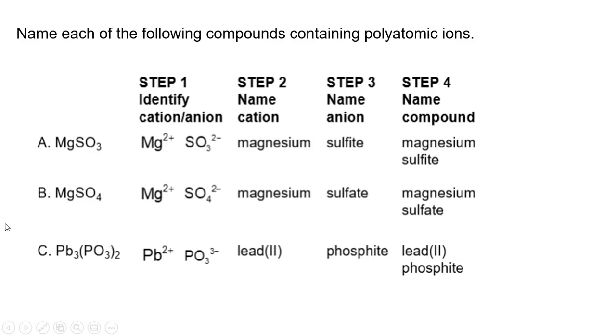Now here is one that looks like it's difficult, but again, if you have learned the phosphate, then it's not as bad, or phosphite, excuse me. This is a 3, not a 4. So it is P, 3 oxygens and a 3 minus. So this is phosphite. This is lead with a 2 on it, so we crisscross, and this is lead 2. So lead 2 and then phosphite, so lead 2 phosphite.